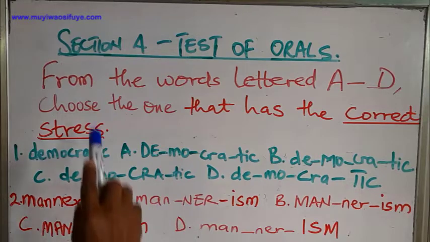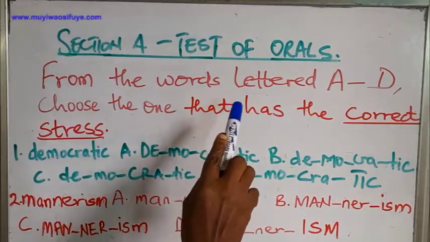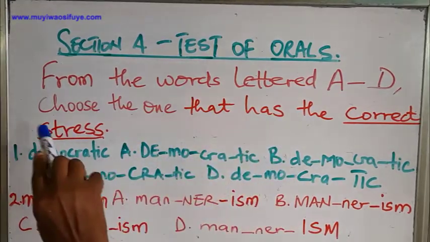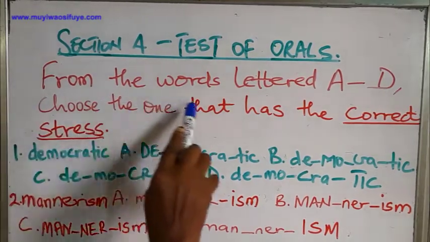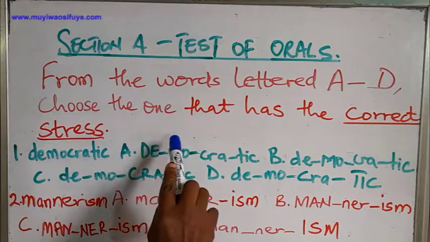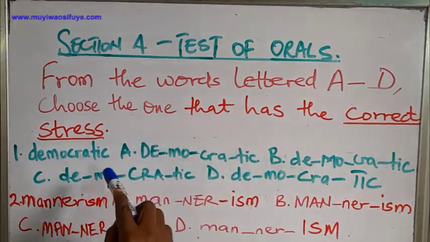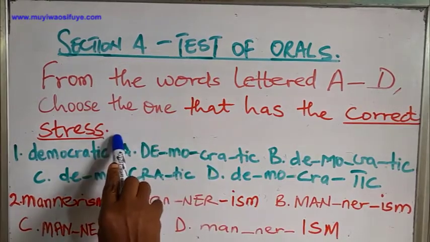Now, this is section 4 of test of orals of WAEC or NECO. Before you start, you have to realize that in each of the following questions, the main or primary stress is indicated by writing the syllable in which it occurs in capital letters. That must be very important; you have to take that into consideration. Now, look at the instruction: from the words lettered A to D, choose the one that has the correct stress.